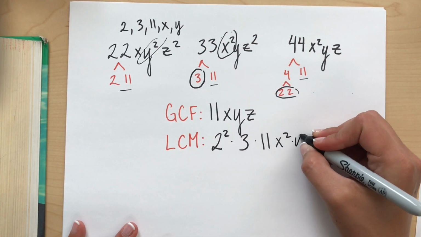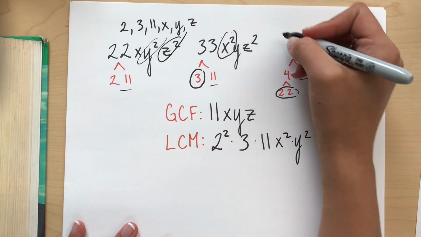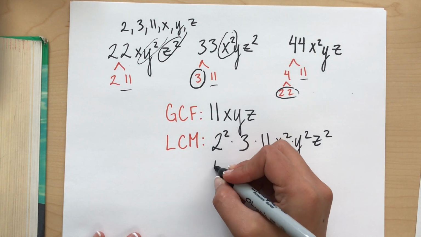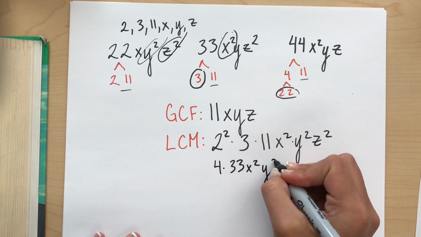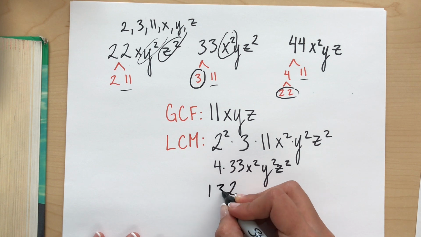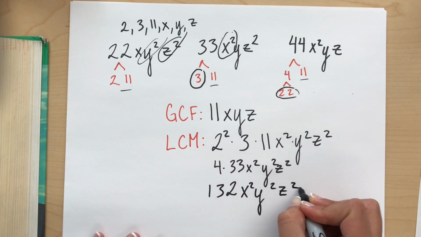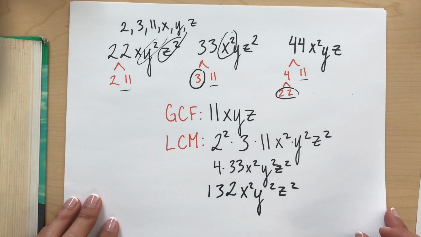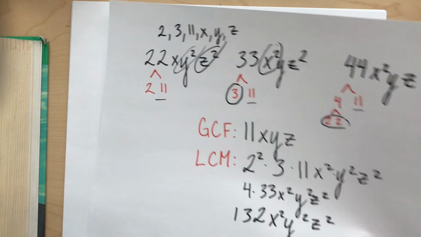And then the maximum x is x squared, the maximum y is y squared, and the maximum z is z squared. Okay, so then if I multiply all that out, I get 4 times 33, x squared, y squared, z squared, which is 132 x squared, y squared, z squared. So when I counted by all those numbers, I would get 132 x squared, y squared, z squared. Okay, let's do it again.